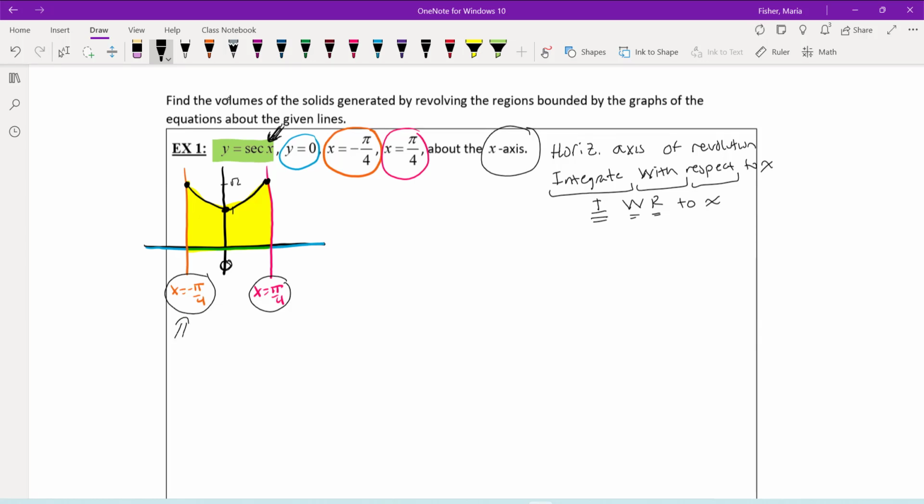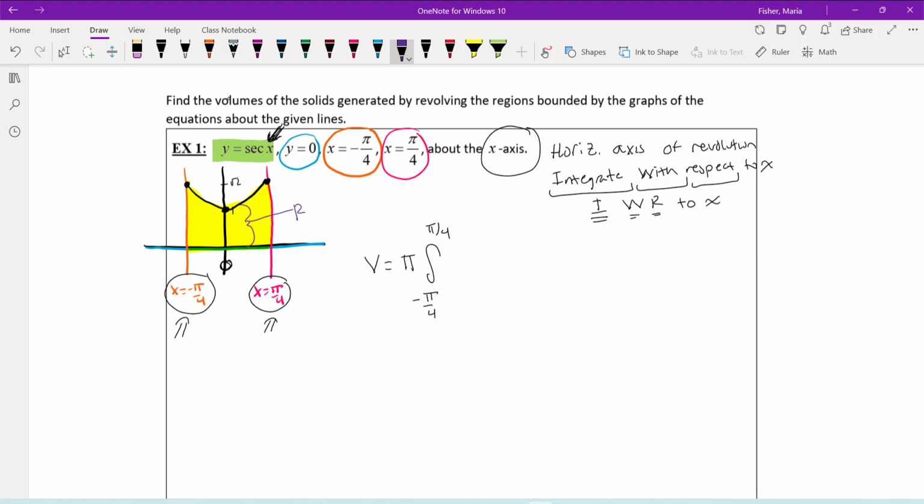Absolutely. This is the leftmost I go on that yellow region, and this is the rightmost I go on that yellow region. My volume is going to be pi times the integral from negative pi over 4 to positive pi over 4. Now I just need to figure out what my radius is. Recall your radius is the distance from the axis of rotation to your curve, and your radius has to be perpendicular to your axis of rotation.